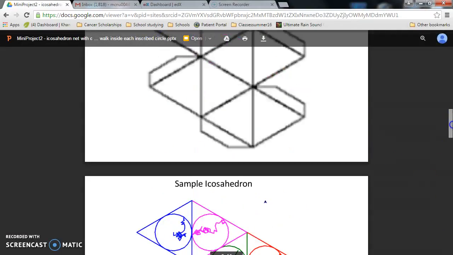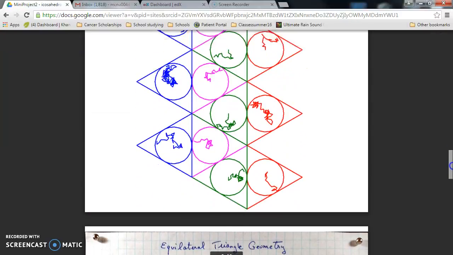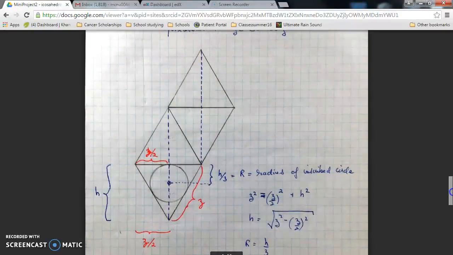Here's what the finished project will look like. Lots of triangles. And here are some formulas I'll start with.